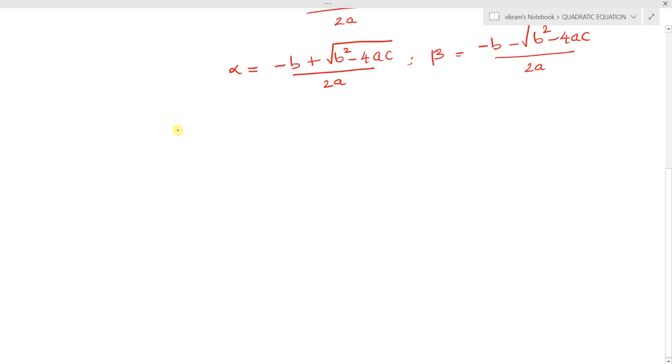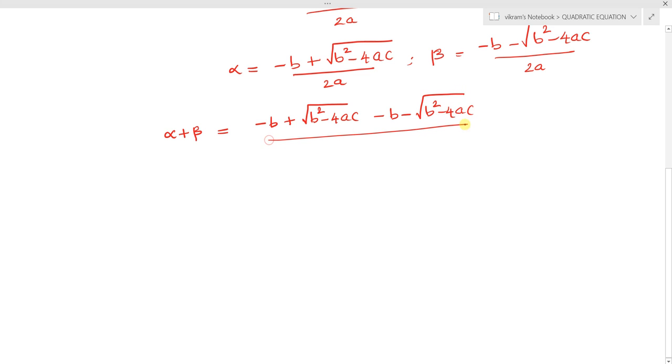If we add these two roots, that means alpha plus beta, what do we get? We can write it as minus b plus square root of b square minus 4ac by 2a, plus minus b minus square root of b square minus 4ac by 2a. The square root of the discriminant terms cancel out, and we can write it as minus b minus b, which is minus 2b by 2a, which equals minus b by a.